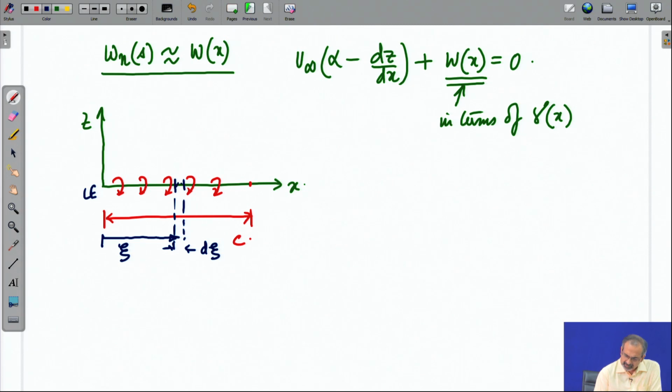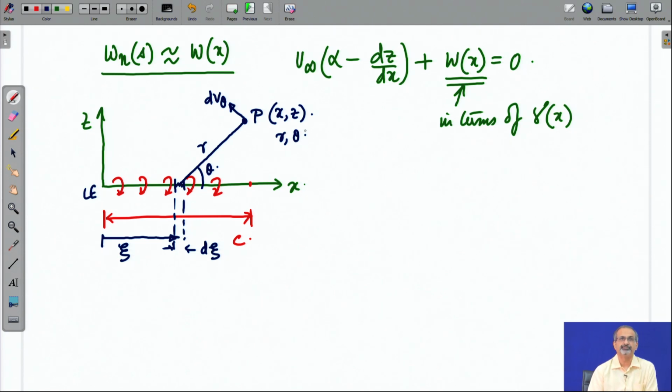So, this small element is inducing an elemental vorticity which can induce an elemental v theta component at a field point. This field point has coordinates x z, which can also be written in terms of r theta. Now, we know from the concept of point vortex that we can calculate v theta for a point vortex using an equation like this.